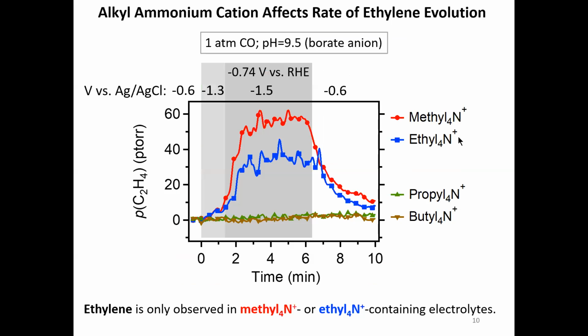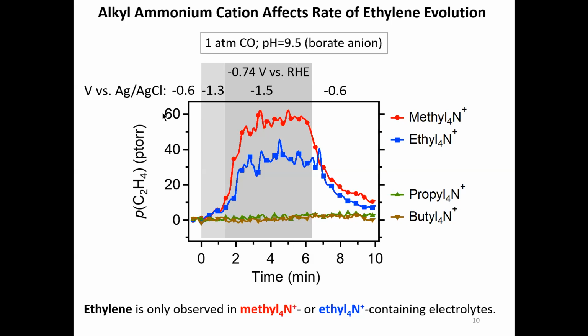Now, before I walk you through the results, let me briefly state the experimental conditions. So these DEMS measurements were carried out in CO saturated electrolyte at a bulk pH of 9.5. The counter ion is borate. So we chose that bulk pH to be close to the pKa of boric acid. So this is a pH buffered system that does not contain any cations other than the quaternary ammonium cations.